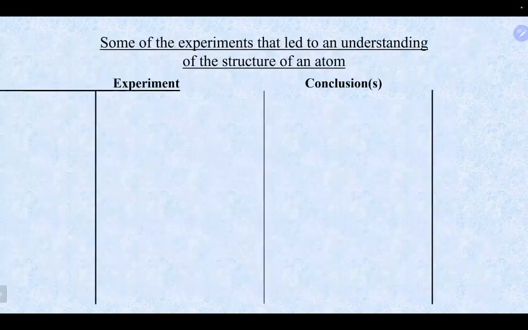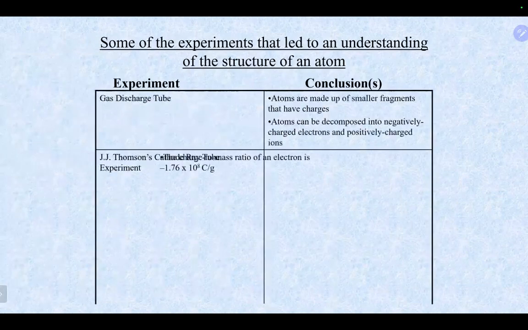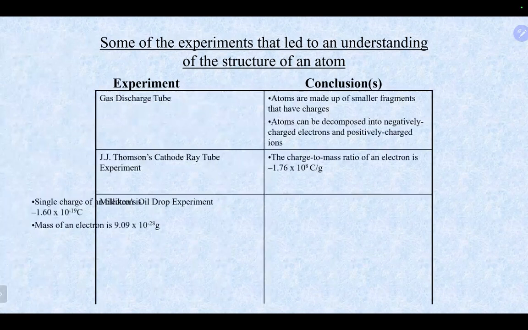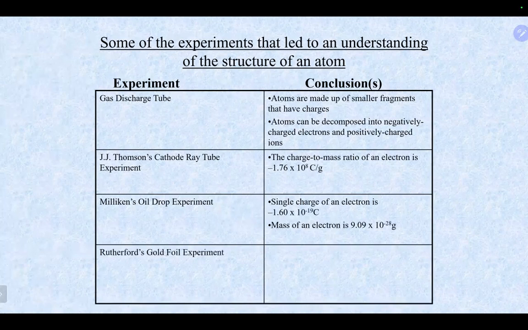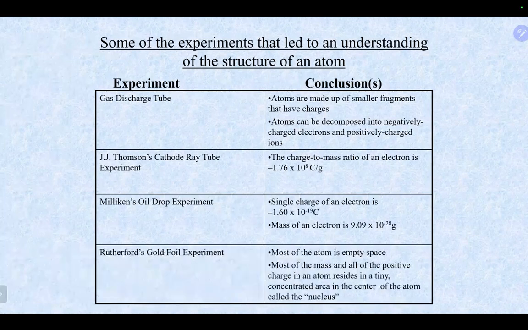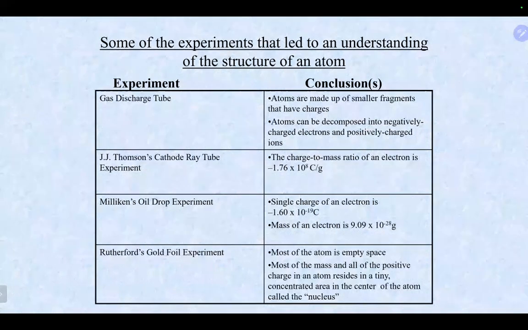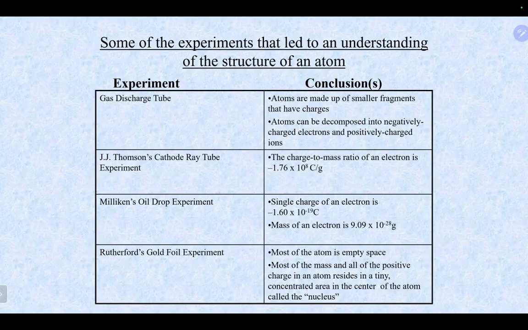So this is a table of some of the experiments we talked about that helped us understand the atom and different parts of the atom, the electrons, protons, and so on. So it's a summary table of those experiments. The gas discharge tubes are the forerunner to the cathode ray tube, but those are pretty much the main results that came out of it.